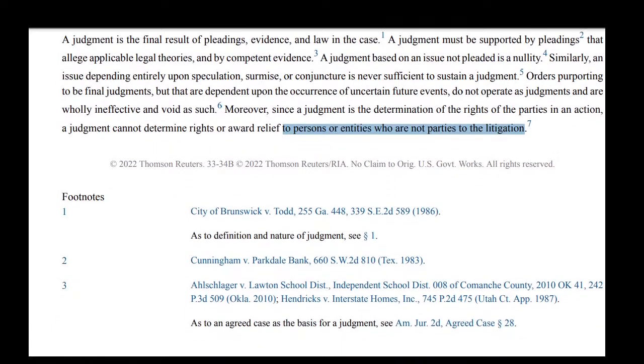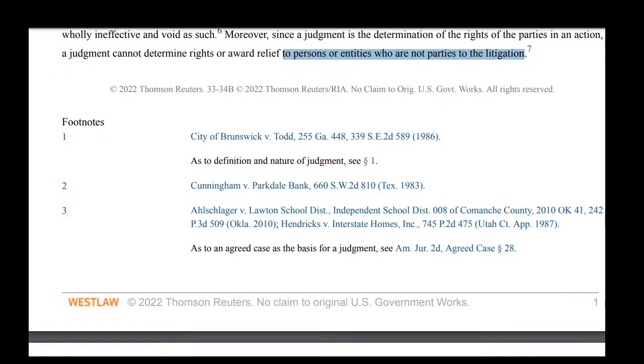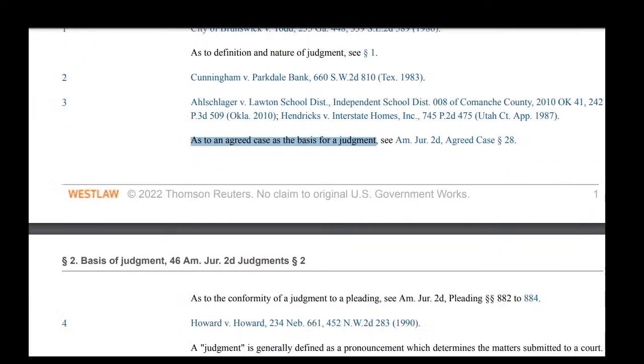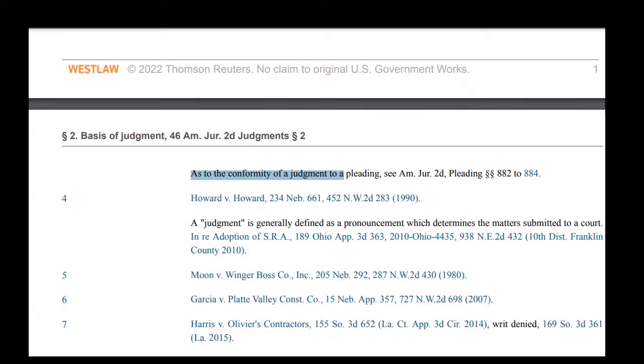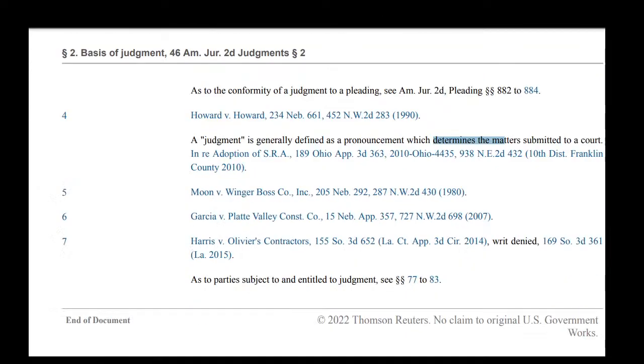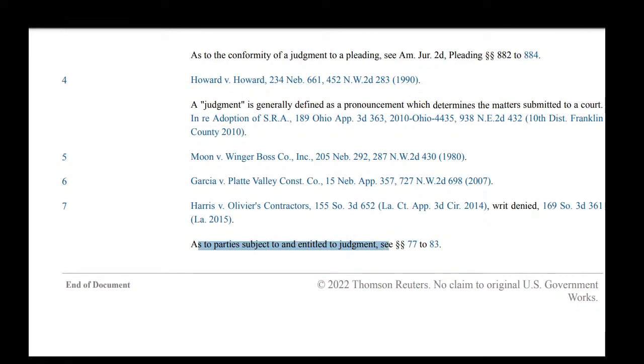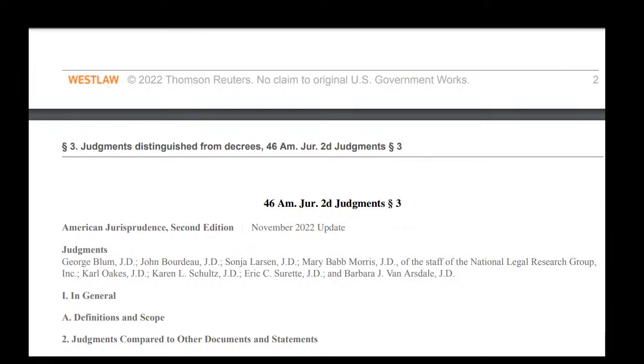Definition and nature of judgment. As to an agreed case as the basis for a judgment, see agreed case, Section 28. As to the conformity of a judgment to a pleading, see under pleadings. A judgment is generally defined as a pronouncement which determines the matter submitted to a court. Determines. As the party is entitled to, okay.